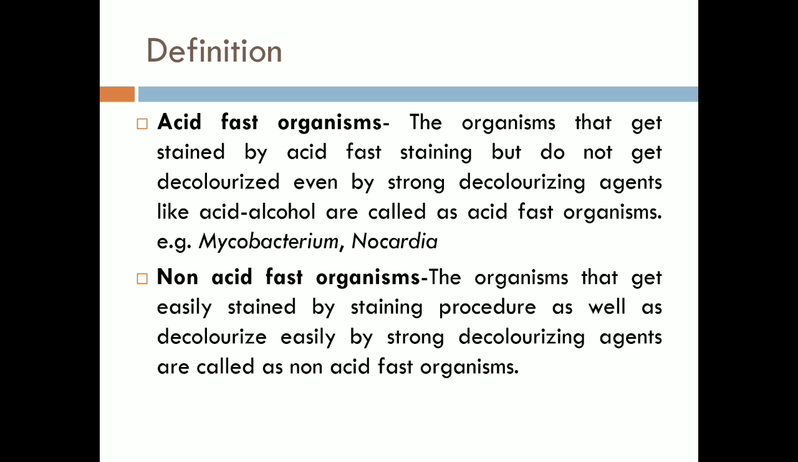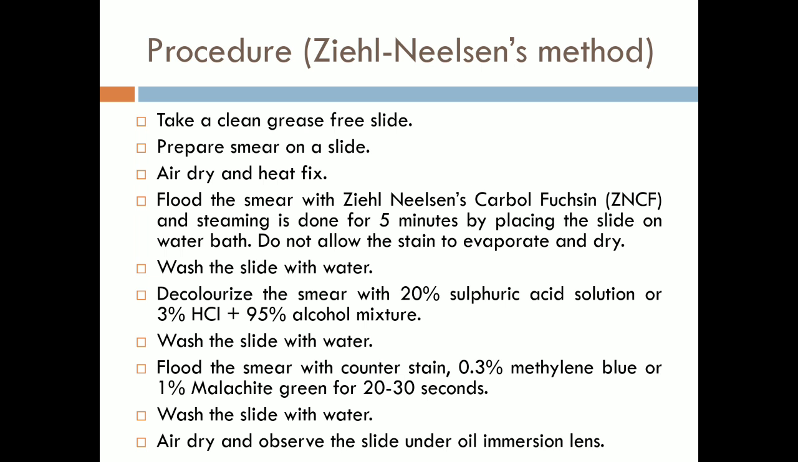Definitions: acid-fast organisms are the organisms that get stained by acid-fast staining but do not get decolorized even by strong decolorizing agents like acid alcohol. For example, Mycobacterium or Nocardia. Non-acid-fast organisms are the organisms that get easily stained by simple staining procedure as well as decolorized easily by strong decolorizing agents.